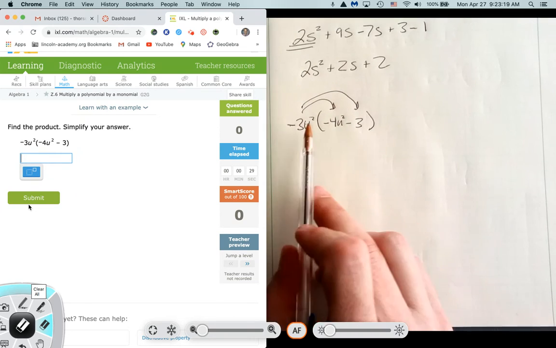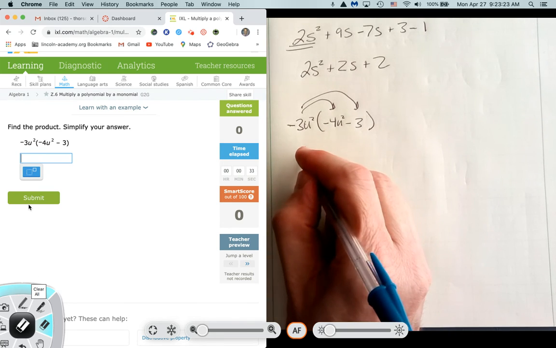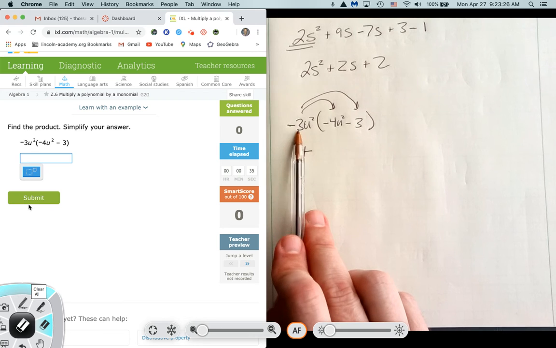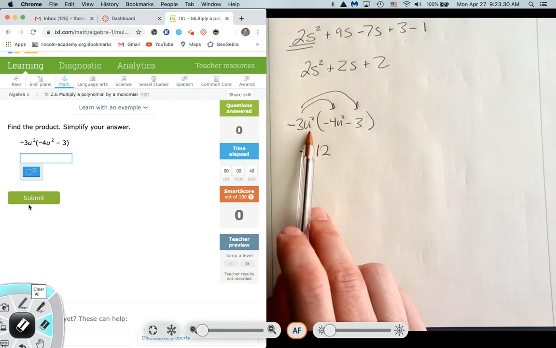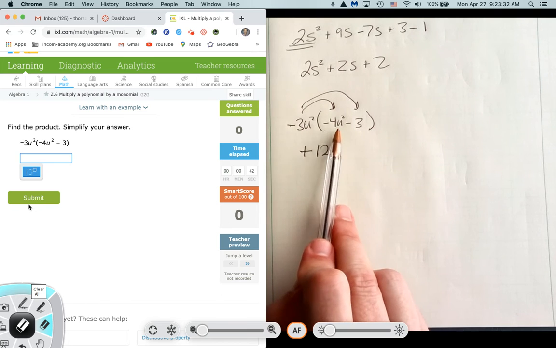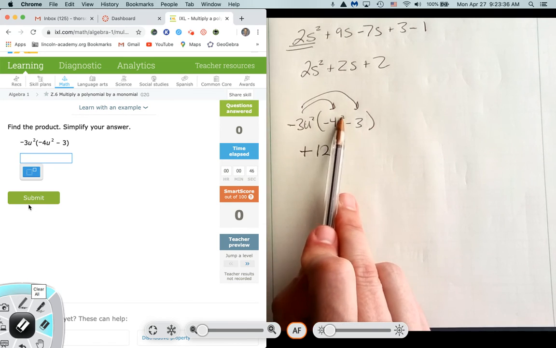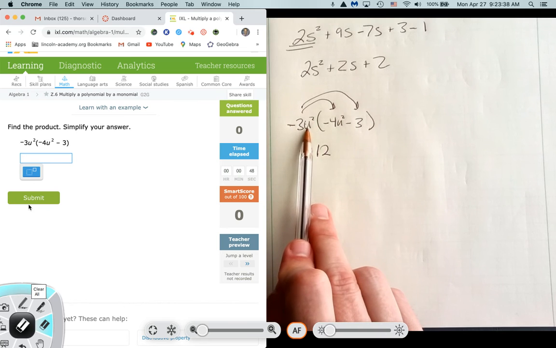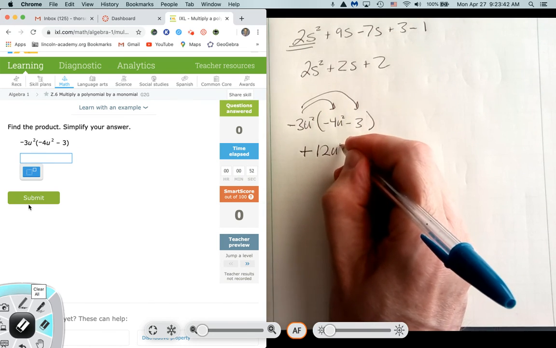So I have a negative times a negative, and I take care of my signs first. It's going to become a positive number. 3 times 4 is 12. And then u squared times u squared, that's a total of 4 u's. We add the exponents. Remember your properties of exponents. U squared times u squared is going to be u to the 4th.